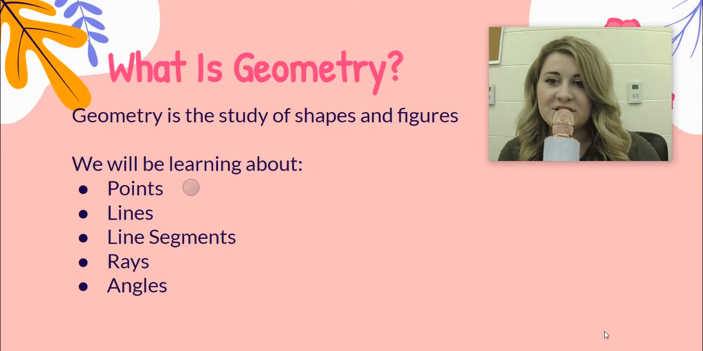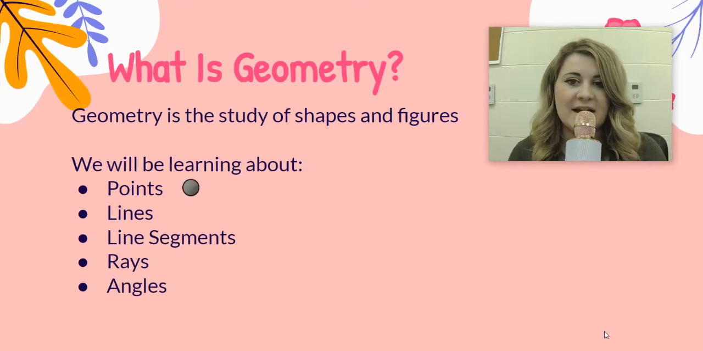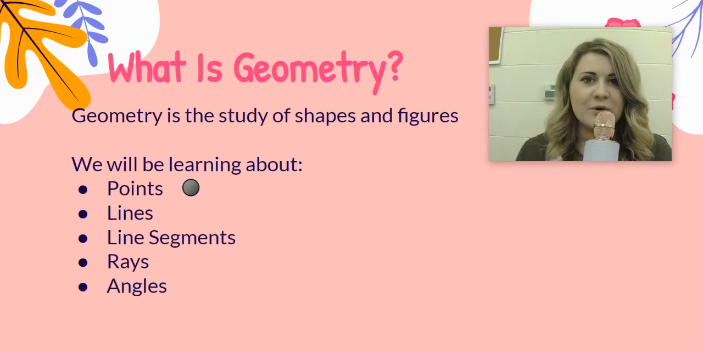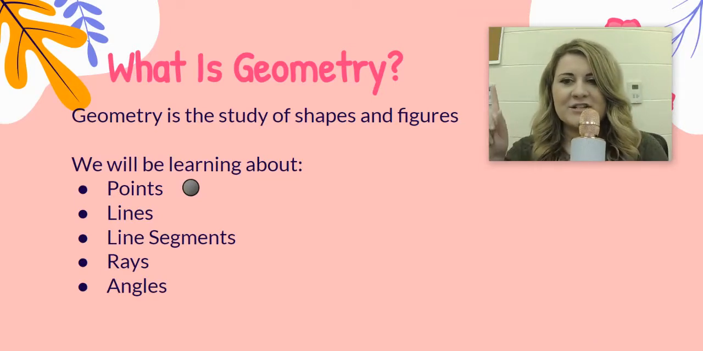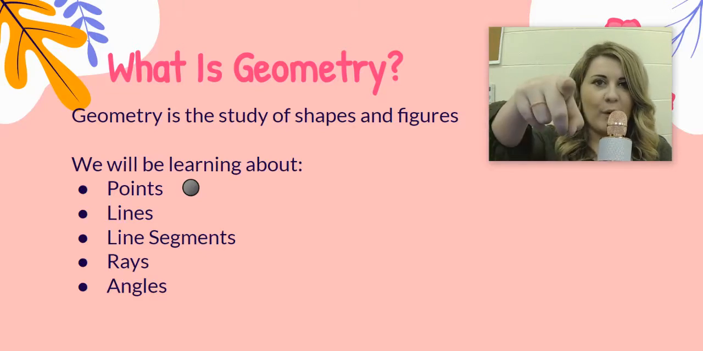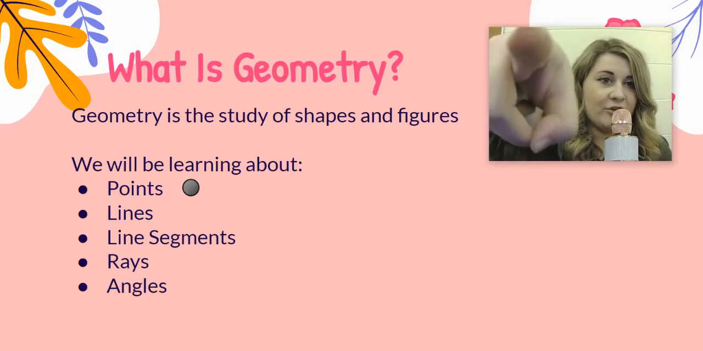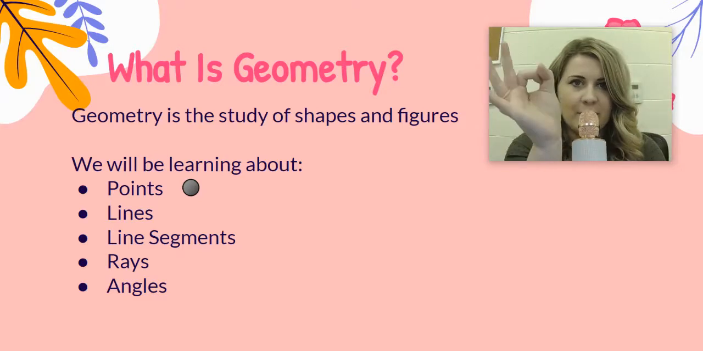First of all, what is geometry? Well, geometry is the study of shapes and figures. We have already learned about 5 figures and we're going to review those really quick. First of all, we have our point. And when you point at somebody, the end of your finger looks like a little dot. That is a point. A point is a dot.